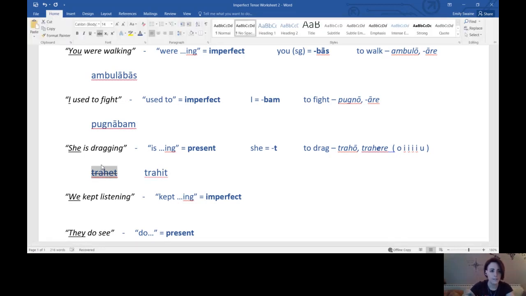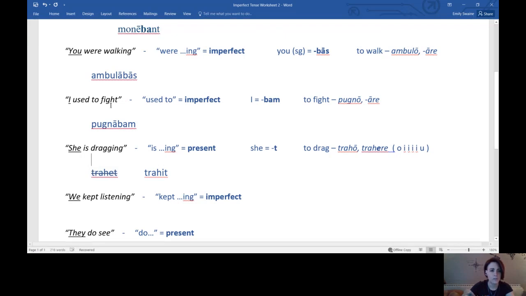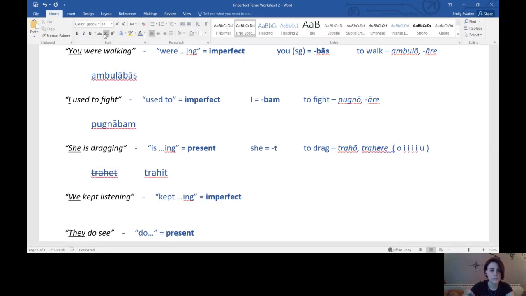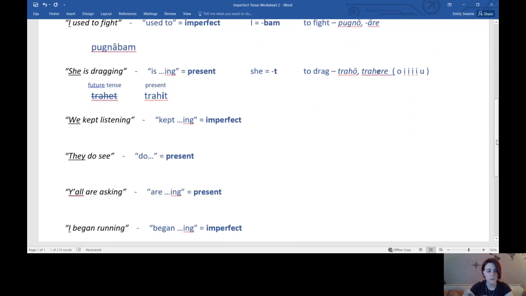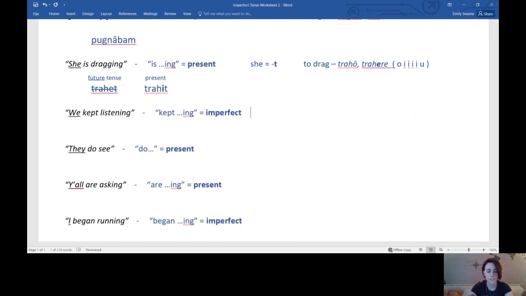In fact, now that we're doing tense, let me just mention that one of the reasons it's really important to remember that it's not trahet, that short E transforms, is because trahet is actually a future tense verb. So if we forget to transform that E, all of a sudden we've actually made the future tense, and we don't want the future tense, which is why I've crossed it out. We want our present tense, okay? And that is where that short E transforms to an I, so trahit. All right, we kept listening.